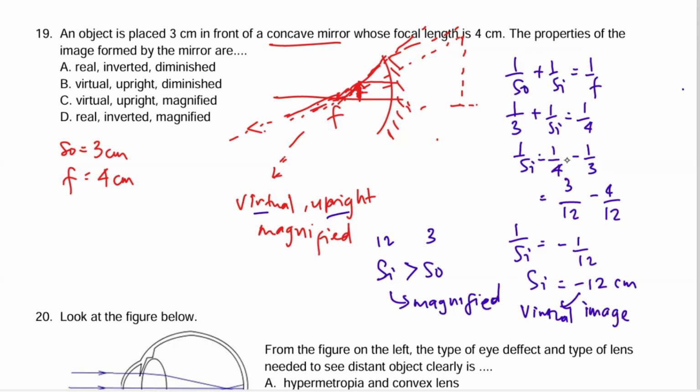Okay, you can use any ways that you think easier for you to be memorized. Okay, so virtual, upright, and magnified, then the properties of the image and question number 19. The next one, question number 20.